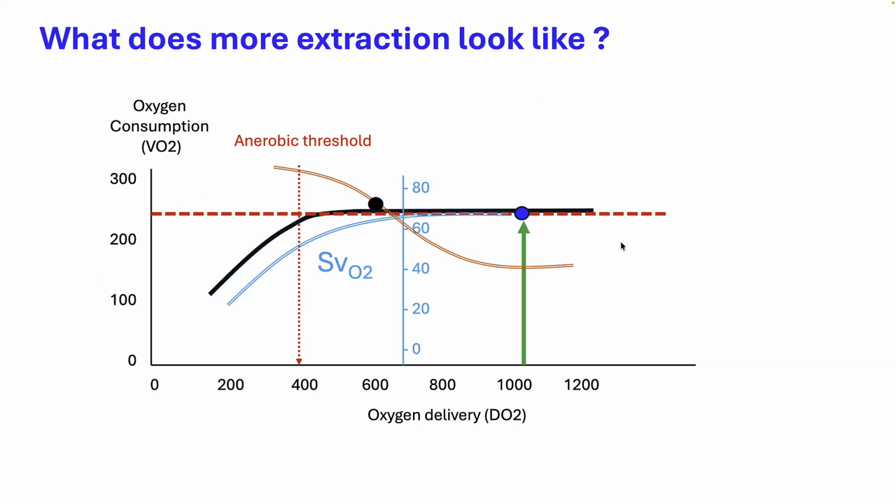So what does more extraction look like on the VO₂-DO₂ relationship? Once your cardiac output is maximized by maximizing your heart rate and stroke volume, your oxygen delivery is going to start going down. And your SvO₂, that's the amount of oxygen that remains on the venous side, is going to drop down.